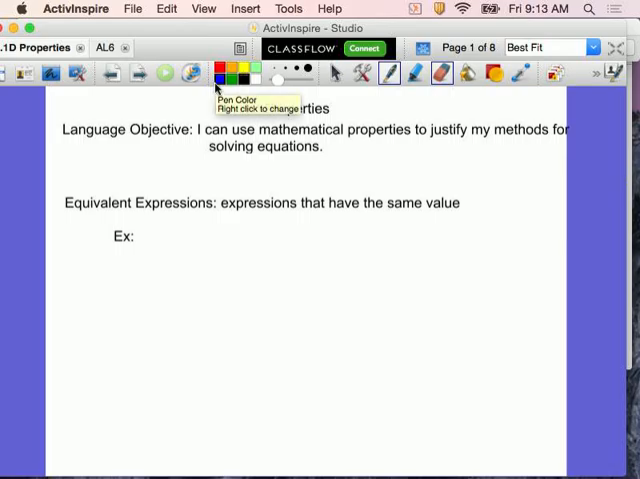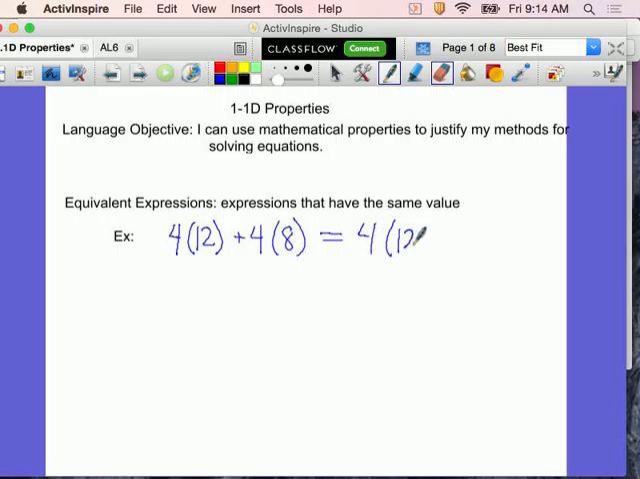So, for example, 4 times 12 plus 4 times 8, that expression is the same as, or is equivalent to, 4 times the quantity, 12 plus 8. Okay, and I can prove that in a few different ways. I could say that this is a distributive property, or I could actually do the math and prove that they were equivalent.